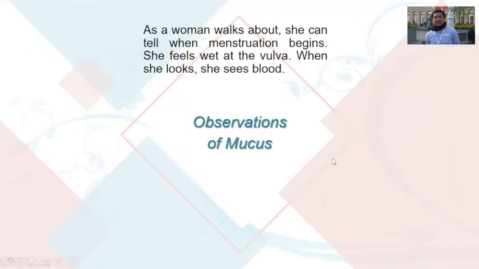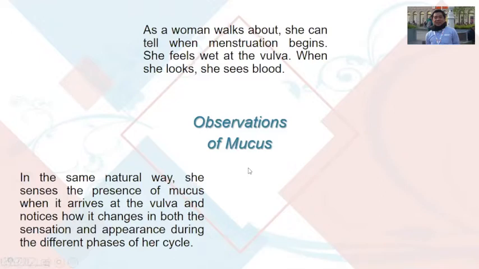As the woman walks about, she can tell when menstruation begins. She feels wet at the vulva. When she looks, she sees blood. This is how the woman would observe menstrual bleeding. Even blind women will be able to identify the sensation at the vulva. But those who can use the sense of sight will be able to see that there is a, what? A bleeding.